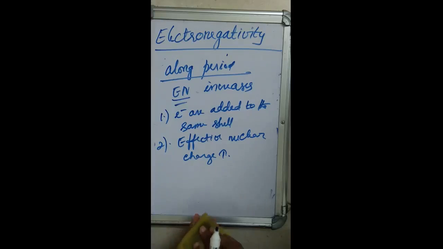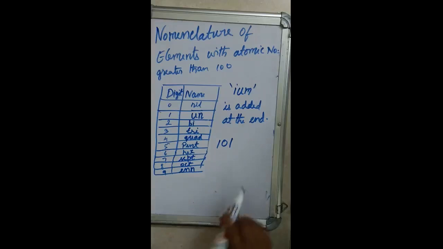Now I am going to explain nomenclature of elements, with atomic number greater than 100. Usually this is asked for 1 mark, but it is a compulsory question. Easily you can score if you understand the concept. Now, what is the meaning of nomenclature? Nomenclature is nothing but naming of elements. Here, naming of elements with atomic number greater than 100.